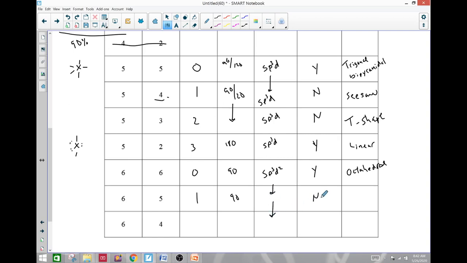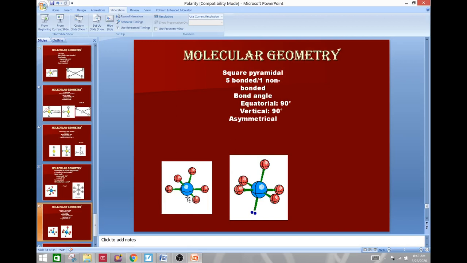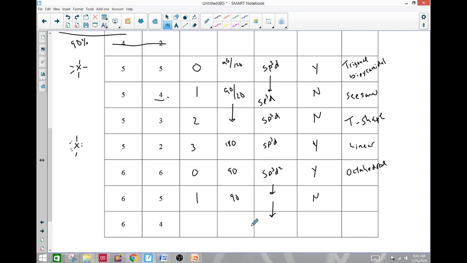But no, it's not symmetrical. And let's go see what that looks like. Okay, flip it to the next one. So now we have one missing. They call it square pyramidal. Bond angle's still kind of the same. And we call it square pyramidal.